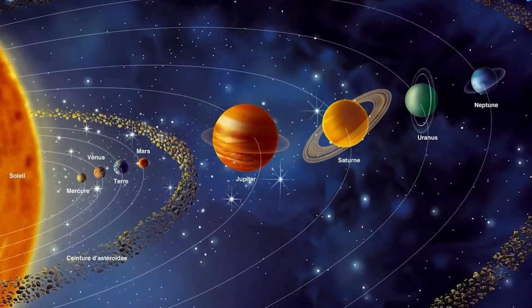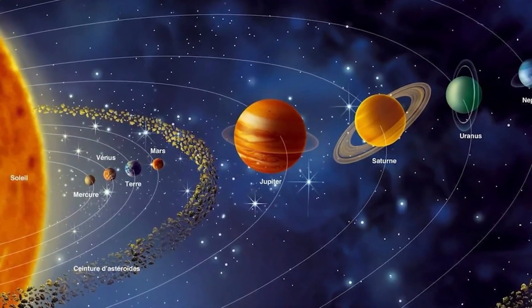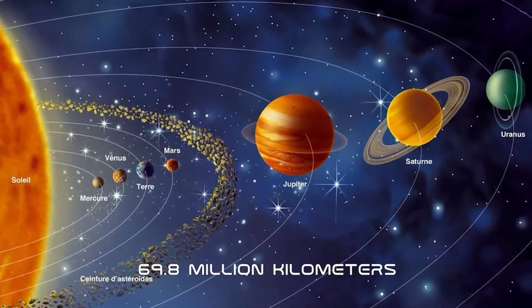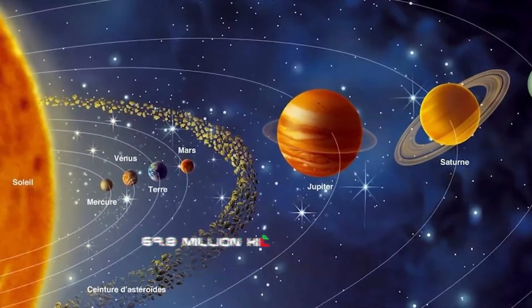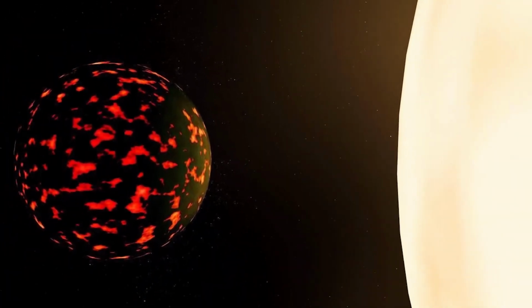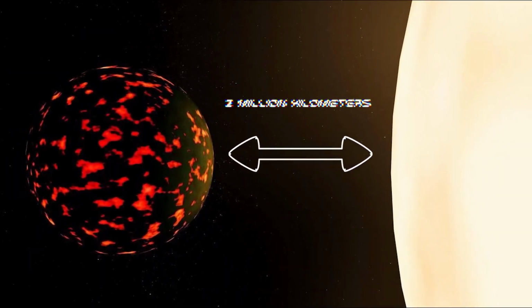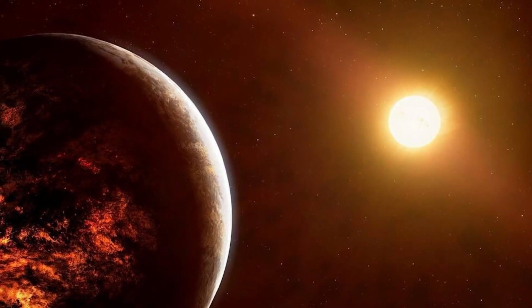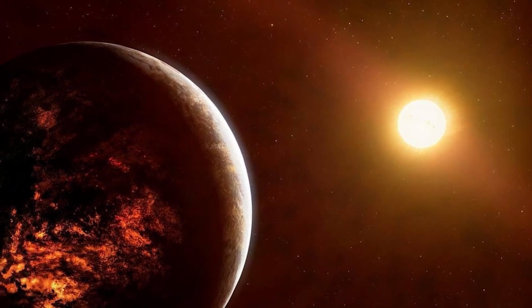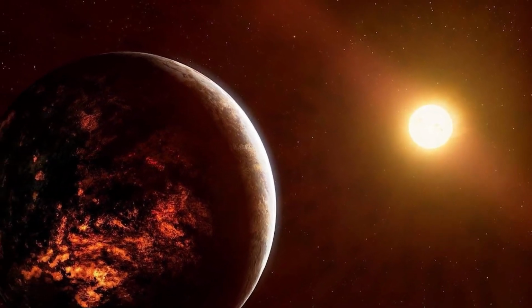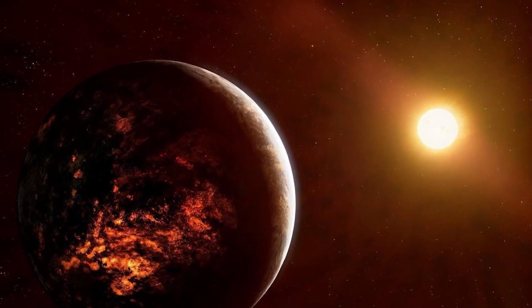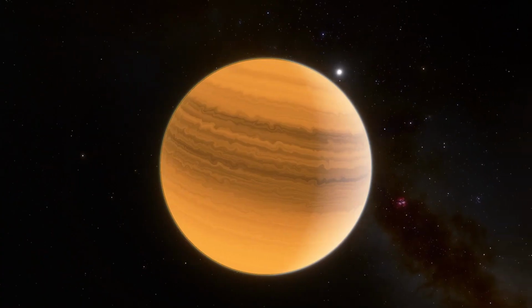For example, Mercury is the closest planet to our star, but that's 69.8 million kilometers away from the Sun. But the Diamond Planet is only 2 million kilometers away. So that's clear. If the planet is that close to its star, there is hot molten material on the surface. And that's exactly what's happening on 55 Cancri E.